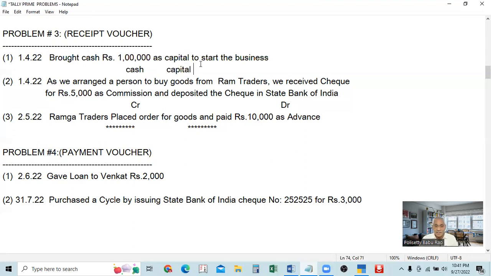So capital is a personal account, cash is a real account. What is the rule of real account? Debit what comes in. Cash is coming into the business, so the cash account is to be debited. And as per our terms, you are receiving cash into the business. From where you are receiving? That is the first question. From the owner. That is the capital account. So you are receiving capital from the owner.